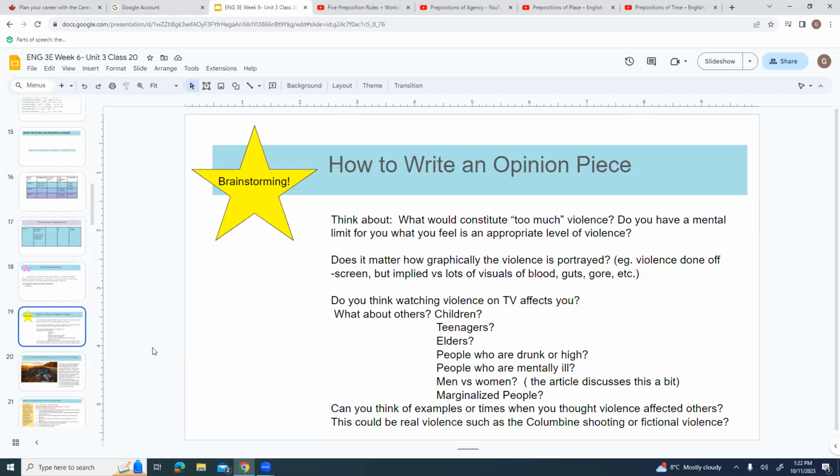Can you think of examples of times when you did think violence on TV may have affected others? This could be real violence, such as the Columbine shooting, or fictional violence. Now, these are big topics. I don't mean that obviously in the Columbine shooting it did affect others. I mean, did seeing the violence affect others in a negative way? Not just from feeling sad, but did it encourage other people to do that kind of activity, basically?